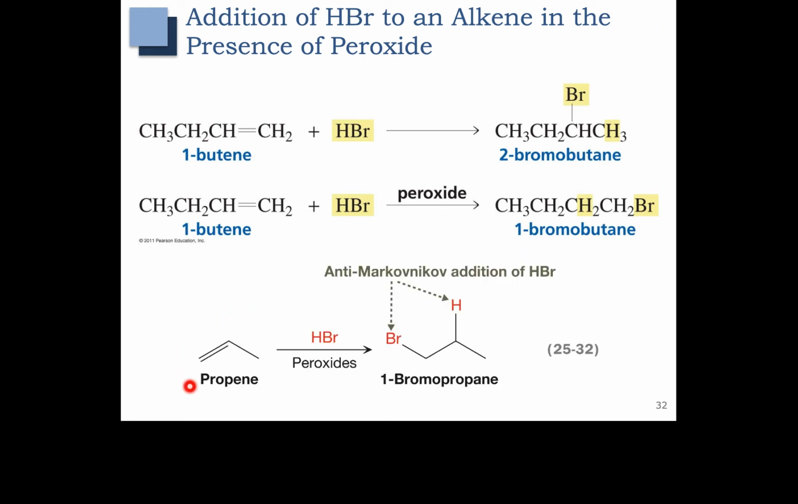You can see here another example of an alkene reacting with HBr in the presence of peroxides. And again, you see that we get the anti-Markovnikov addition of HBr. A common peroxide that you might see is hydrogen peroxide, HOOH. You might also see benzoyl peroxide.